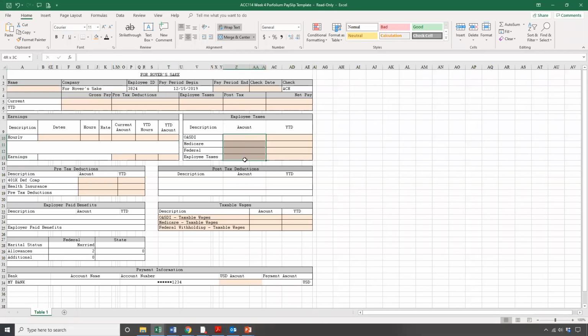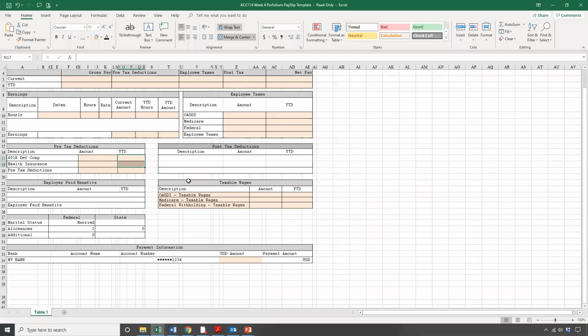Again, over here, employee taxes, we've got our current taxes and then our year-to-date taxes. Same thing with pre-tax deductions. You've got 401k and health insurance amounts and the year-to-date amount. And then taxable wages. Remember that these are the taxable wages amounts. These aren't the amount of tax. We did those up here. So these are the amounts that you did the calculations based off of. And then your year-to-date, and then down here is going to be the net earnings. So this is the amount that the employee is being paid. Okay, so that's the pay slip that you have to fill out.